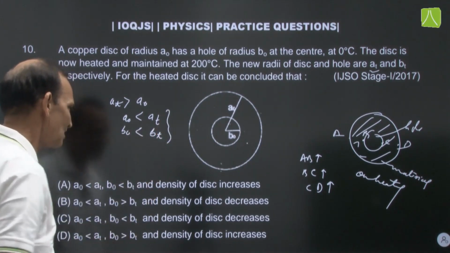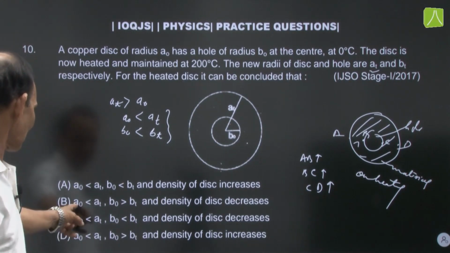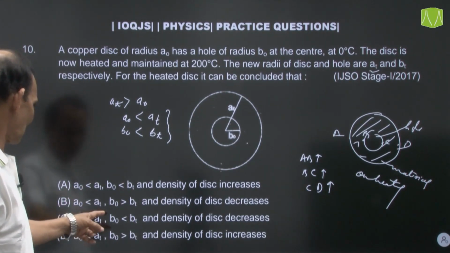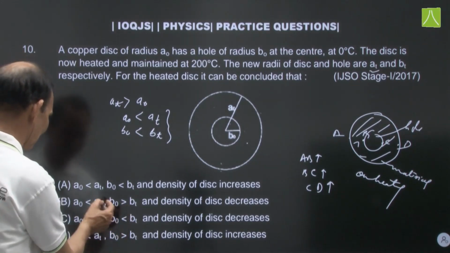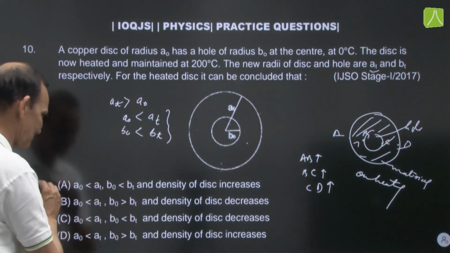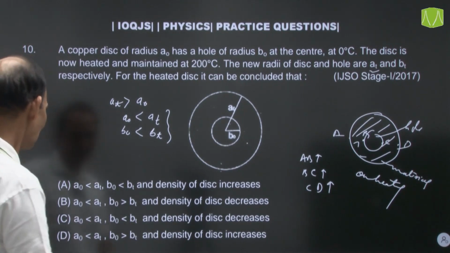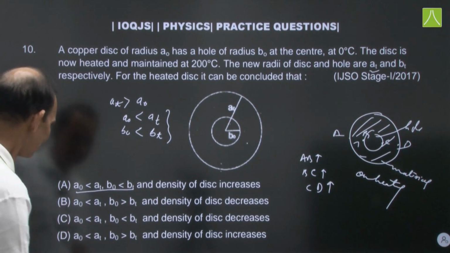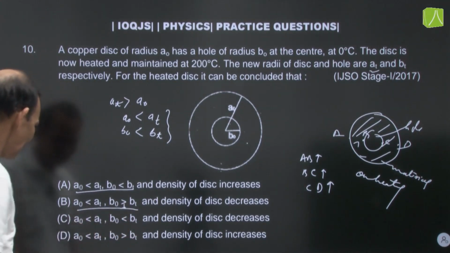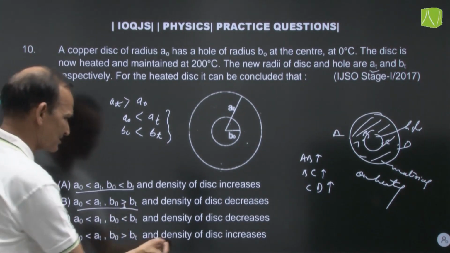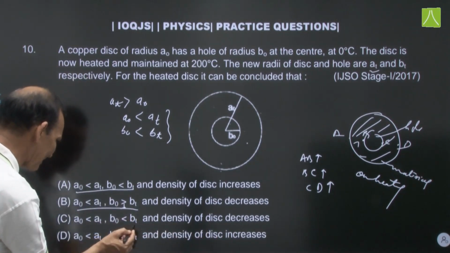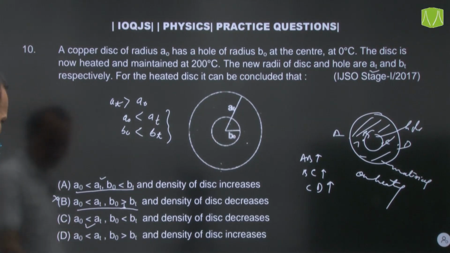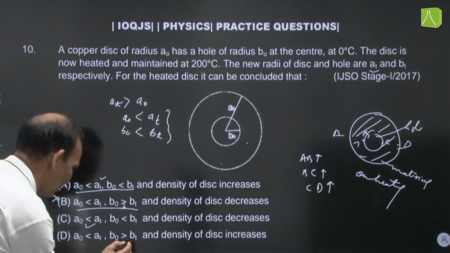These are the two options. We can conclude here, A naught is less than AT, correct. B naught is greater, this is not possible. A naught is less, B naught is less, and the density of disk increases. Actually this seems correct to me. Now think about this part, second part. This became wrong. A naught is less, B naught is less, but density decreases. This is also correct, this one is correct, this one is correct, and this became wrong. A naught is less, B naught is greater, so this also became wrong.